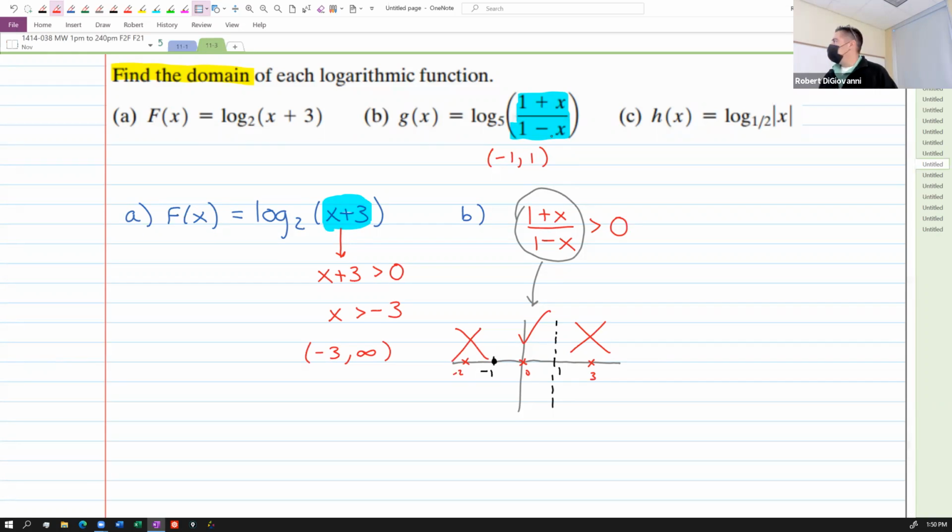How about this next one? This one's a little tricky. Log base 1/2 of the absolute value of x. Think through this. Maybe it'll help if we know it. Do y'all remember what the absolute value of x looks like if you graph it? It looks like a V, right?